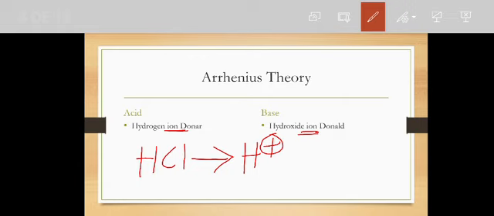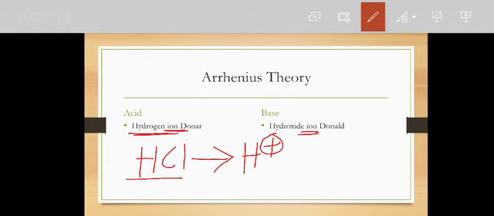If ions are formed, there must be water. Water is compulsory. Whenever we add HCl into water, there is dissociation into ions, so H plus is formed. H plus means acid. Why is HCl an acid? Because it donates H plus ion.